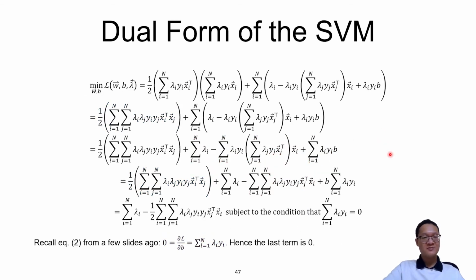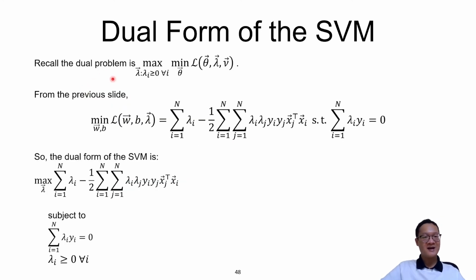Okay, putting everything back. So now we have the inner minimization. Putting that back into the overall dual problem, which did have a maximum in front, we basically had max over lambda of this expression that we just had, subject to the remaining condition number 2, as well as moving this lambda_i greater than or equal to 0 condition down here.